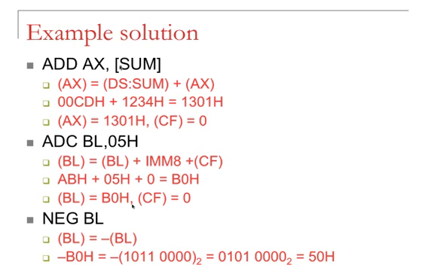We're going to assign this B0 into BL. And the carry flag will also be updated because there's no carry generated. So CF will again be a 0.